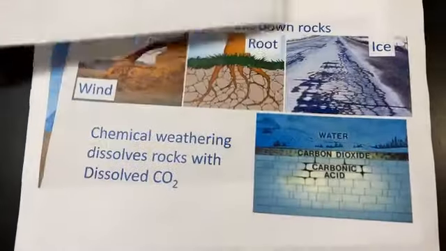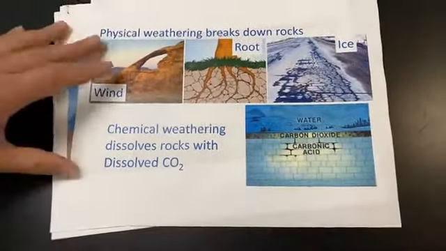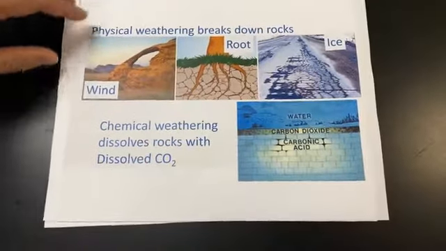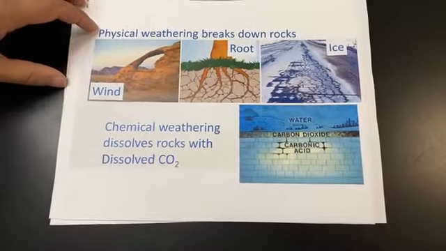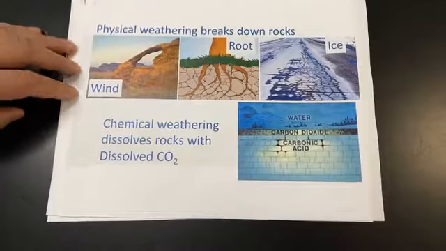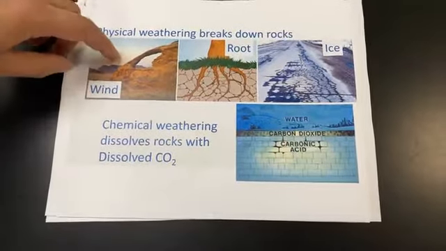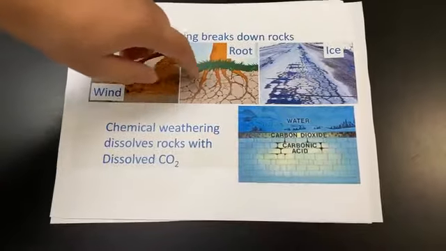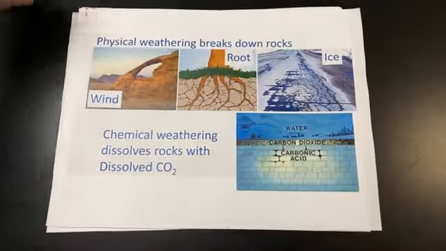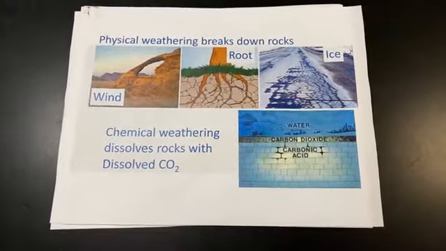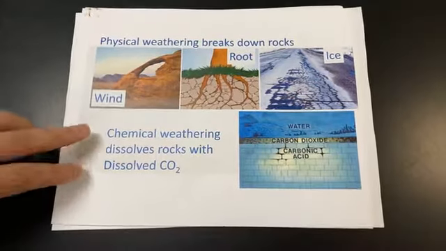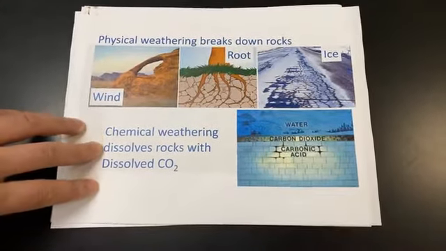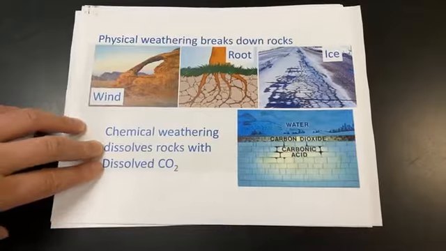And weathering on land has two parts. The first part is physical weathering that breaks rocks into small pieces, like wind. You can see this in some of the tourist sites, as well as the roots of plants and the ice forming and melting. They crack the rocks into small pieces. Then the chemical weathering kicks in that dissolves the small pieces of rock into dissolved ions.